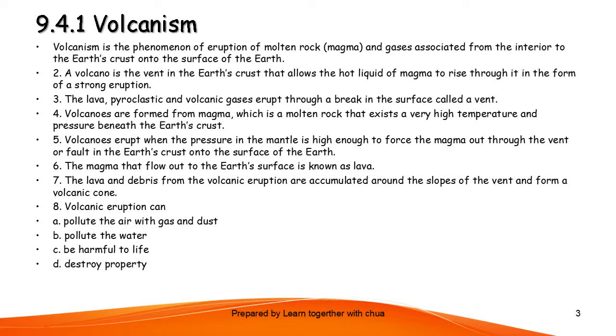Volcanic eruption can pollute the air with gas and dust, pollute the water, be harmful to life, and destroy property.